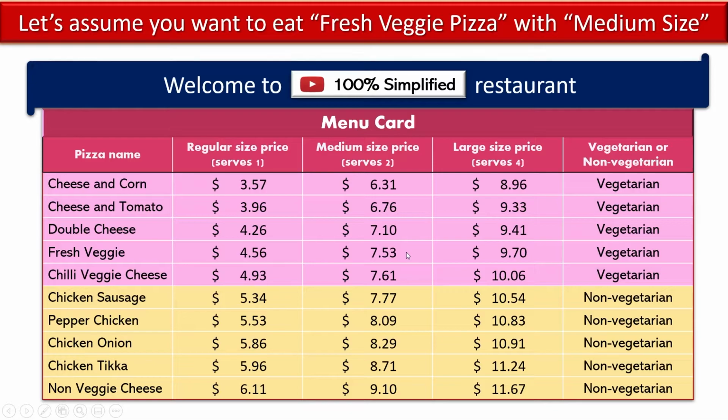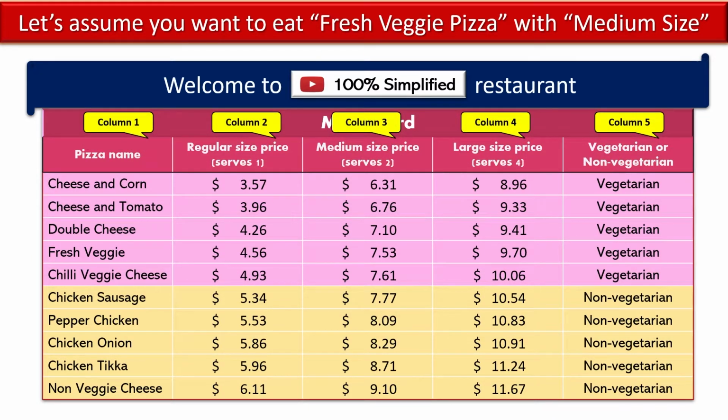Now what you have done, intentionally or unintentionally, is applied VLOOKUP. How? Let's first understand the menu card is nothing but your Excel sheet. So the pizza name is column 1, regular size price is column 2, medium size price is column 3, large size price is column 4, vegetarian and non-vegetarian is column 5.